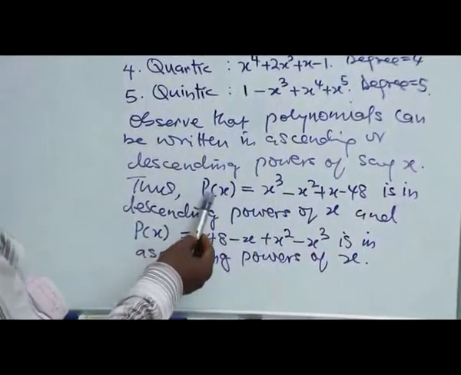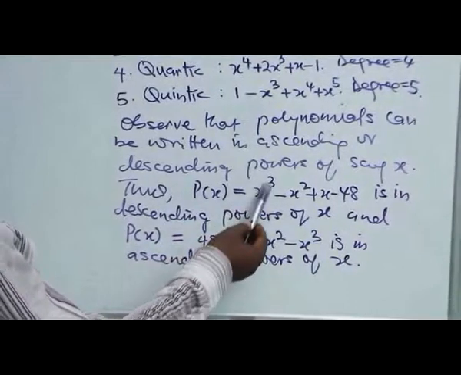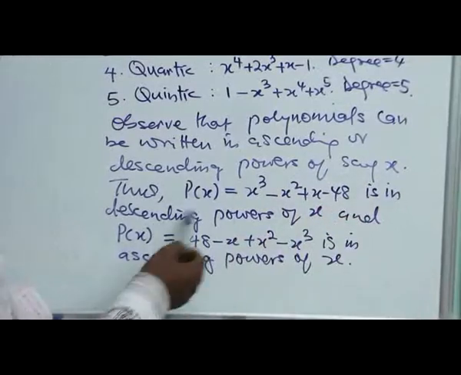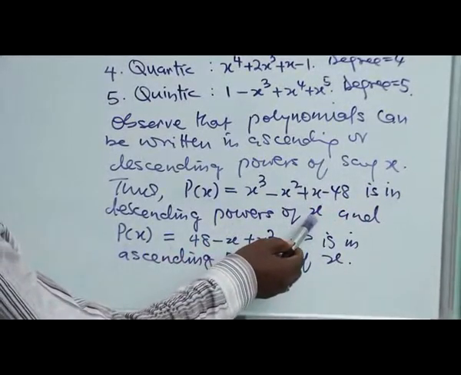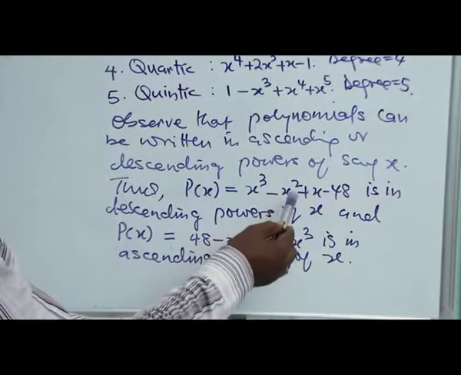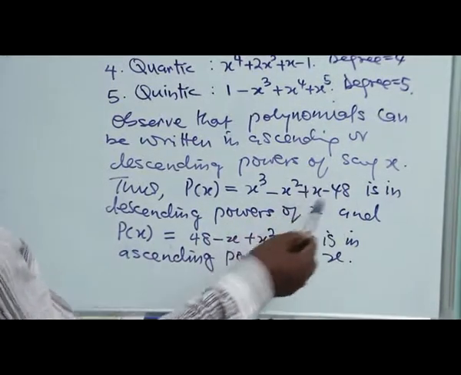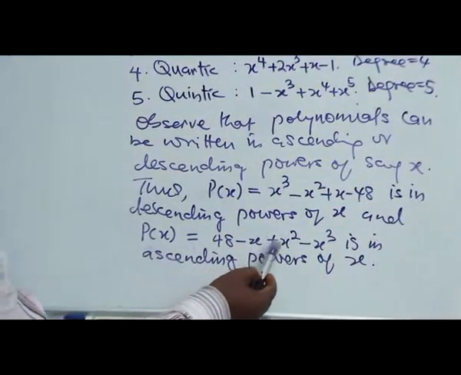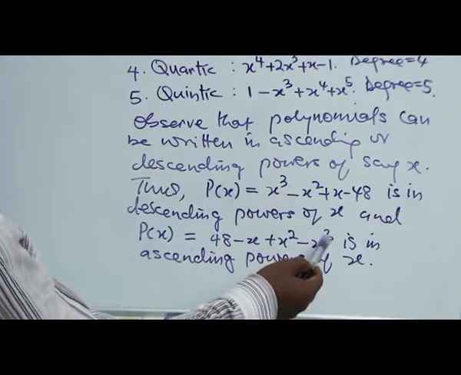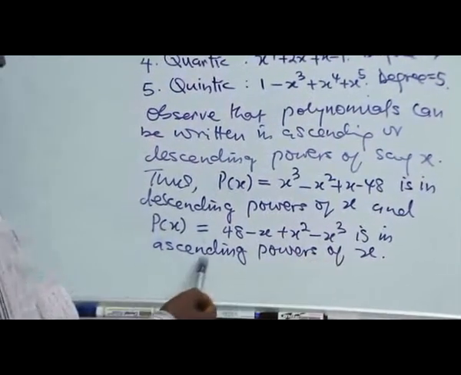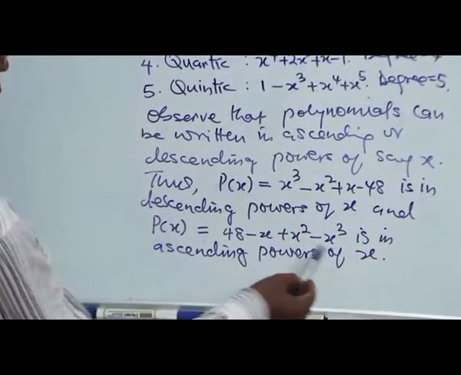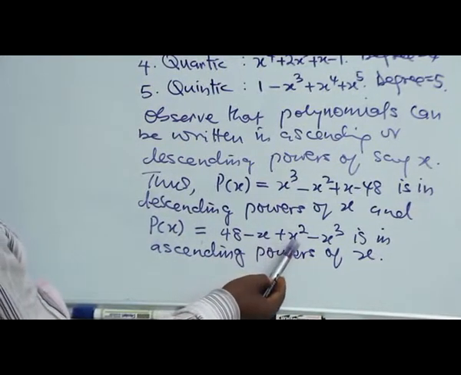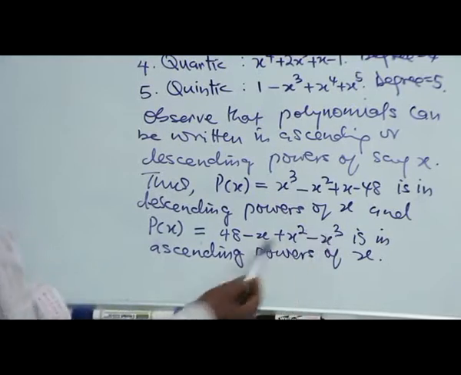Thus, the polynomial P(s) equal to s cubed minus s squared plus s minus 48 is in descending powers of s. Take note of that. The powers are descending from 3 to 2, 2 to 1, and 1 to 0. And if the polynomial P(s) is equal to 48 minus s plus s squared minus s cubed, this one is said to be in ascending powers of s. You can see now that the power of s here is 0, here is 1, here is 2, and here is 3.